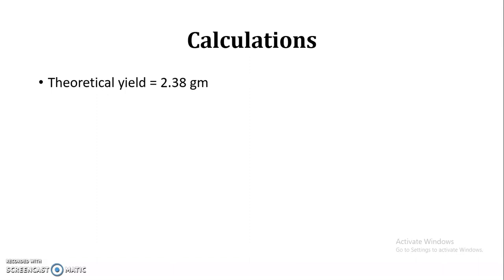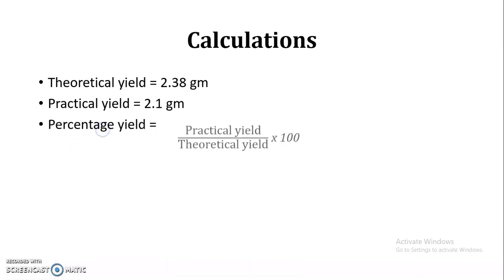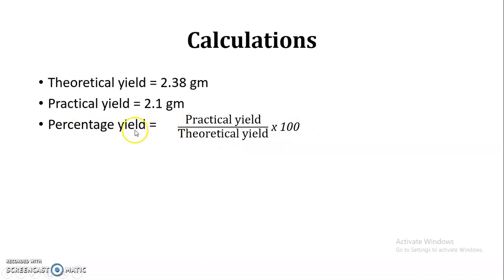So this will be our theoretical yield. Theoretical yield is 2.38 gram. Now suppose by performing the practical, we get the product and the weight of that product is 2.1 gram. So that will be our practical yield. Practical yield is nothing but the yield that we have obtained after performing the practical. Then percentage yield is calculated by using the formula practical yield divided by theoretical yield into 100. So 2.1 divided by 2.38 into 100 is equal to 88% weight by weight.